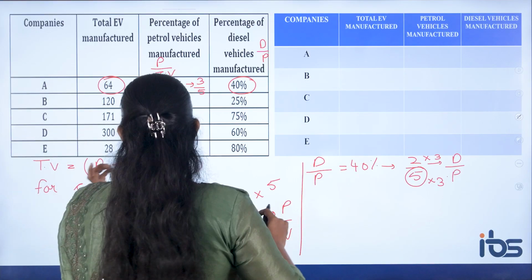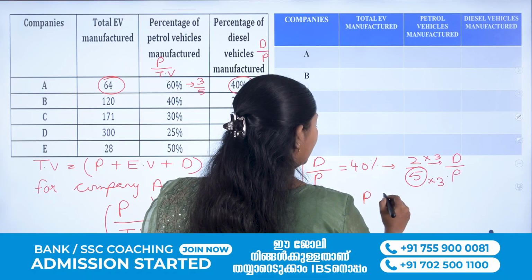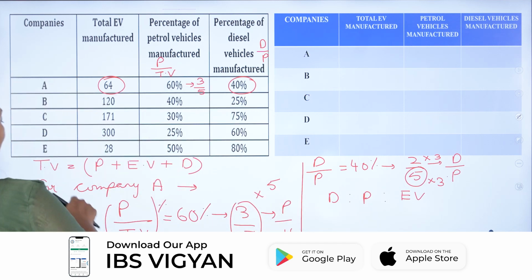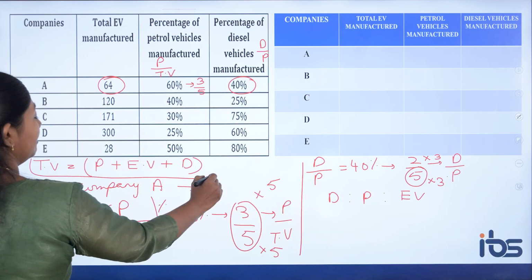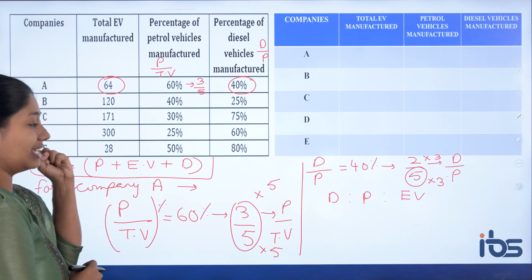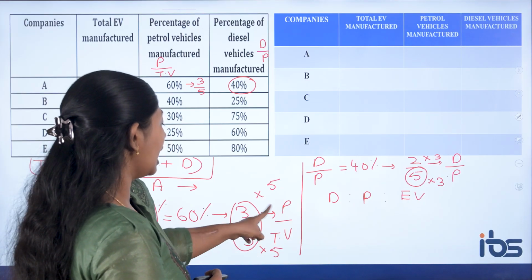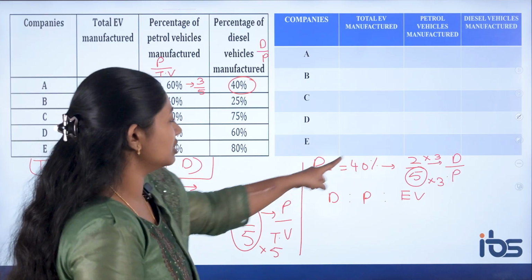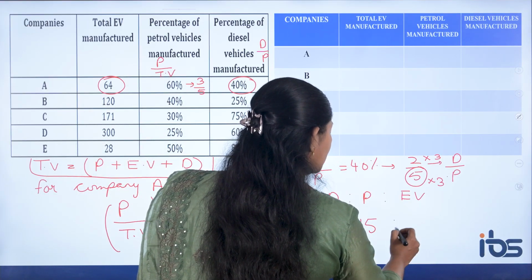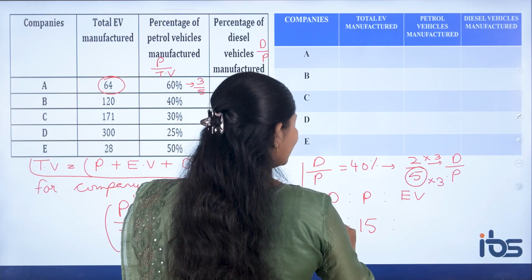Now let me write the ratio of diesel to petrol to EV. So what is the total? Total is nothing but petrol plus EV plus diesel. So from this I have got the total vehicles here as 25, and petrol here is 15 units, there also it is 15 units. So petrol is 15 units in ratio. Now what is diesel? Diesel here is 3 into 2, 6 units.